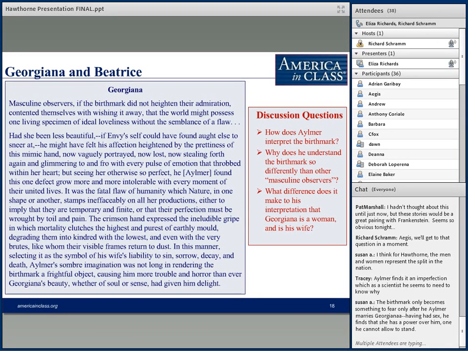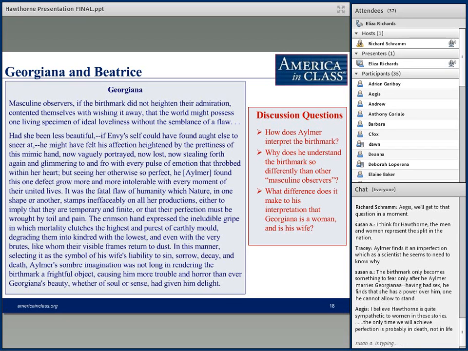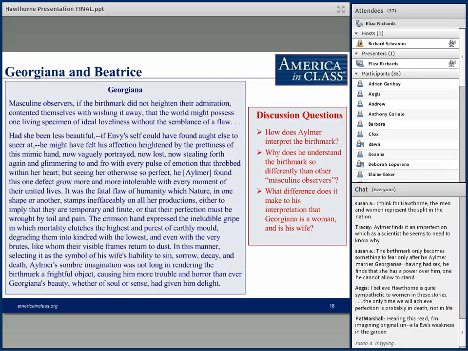So clearly, Aylmer's... I find that it's good to read these passages aloud and get the students to focus in, because it's not just verbiage. There's a lot of subtle texture to the passage that helps us understand how Aylmer's thinking. And clearly he's loading a lot of weight onto this birthmark. So how does he understand it? And why is it so different from the lighter interpretation of the other men who see the object, who see the mark on her face?